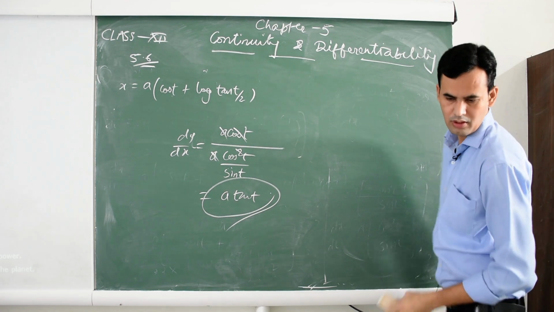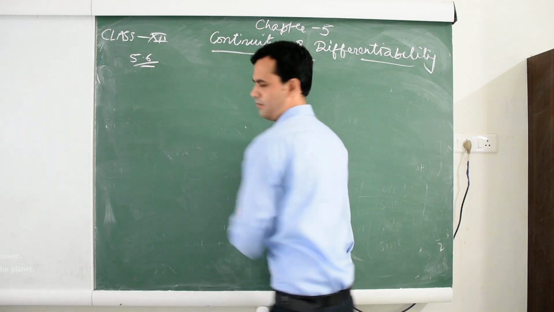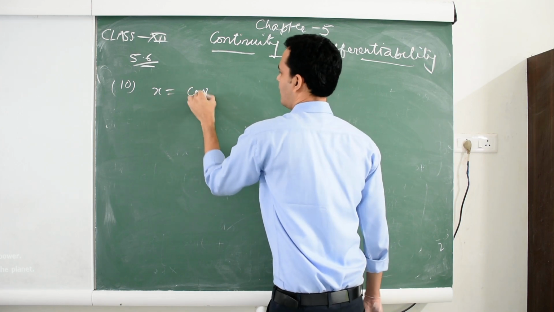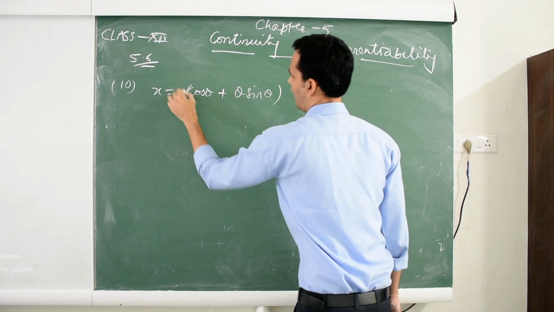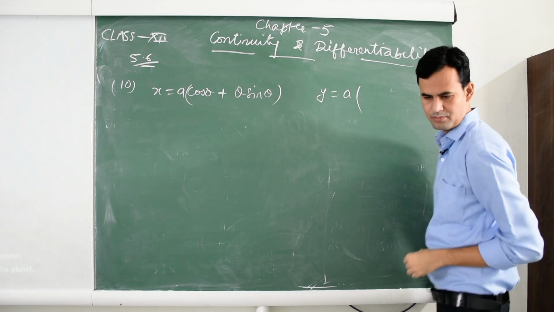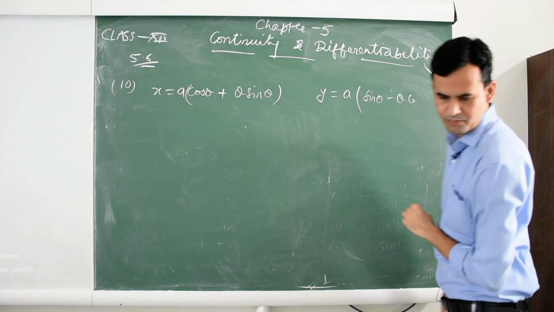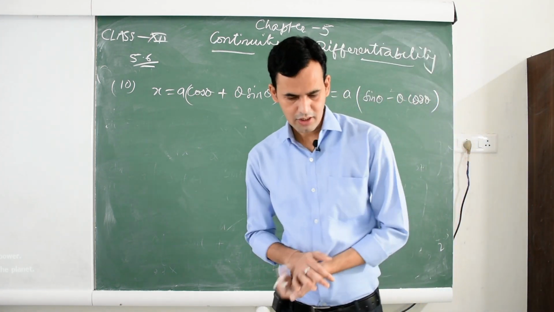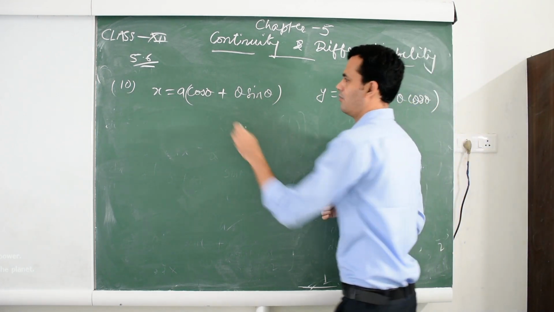So last question of this exercise, question number 10. x equals a times cos theta plus theta sin theta, and a is also there. y equals a times sin theta minus theta cos theta. So cos theta plus theta sin theta and sin theta minus theta cos theta. So differentiate with respect to theta.